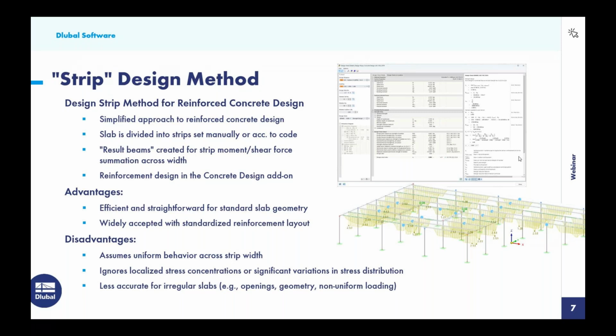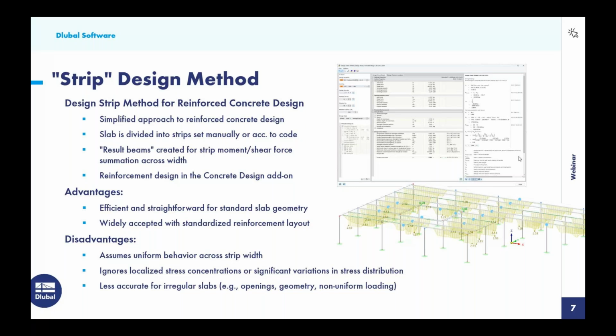Now we can further take the design strips into the concrete design add-on within RFEM to carry out the full reinforcement design. Again, a little bit more simplified like a member as opposed to this FEA approach. So the advantages here is that it can be very efficient and straightforward for standard slab geometry. When we have very rectangular type surfaces, this could certainly be a very easy way to carry out the design. It's also widely accepted and it will produce standardized reinforcement layouts.